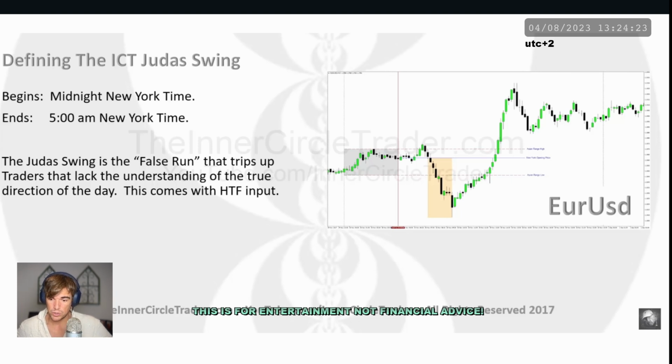And thirdly, we need to set the parameters of where the hunting of the Judas move stops, and that is at the end of London open session. So as you can see here, midnight New York time until 5 a.m. New York time, that will be the arena that we're looking and hunting for the Judas move.